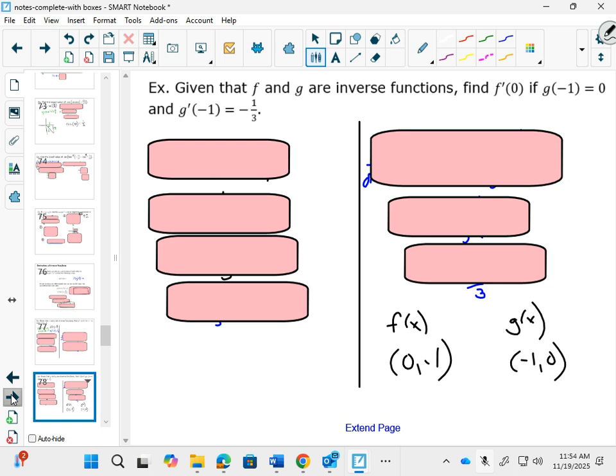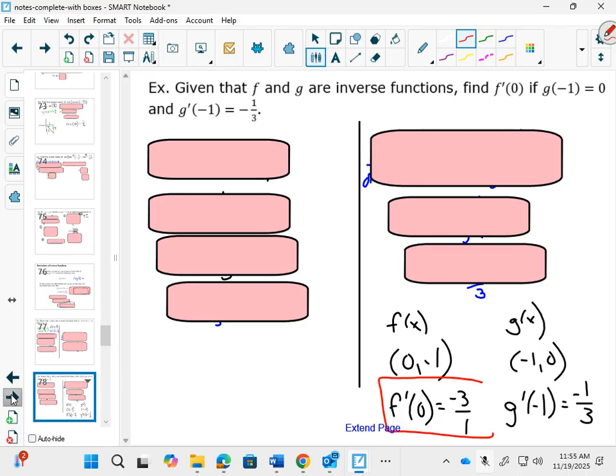What are we told? We are told that g prime of -1 is -1 over 3. That tells me that the corresponding point f prime of 0 will be -3 over 1. Hey, that's what we want to find. Done. Because your x's and y's switch, so if slope is rise over run, it switches to run over rise. Again, that's the simplest way to do these ones.